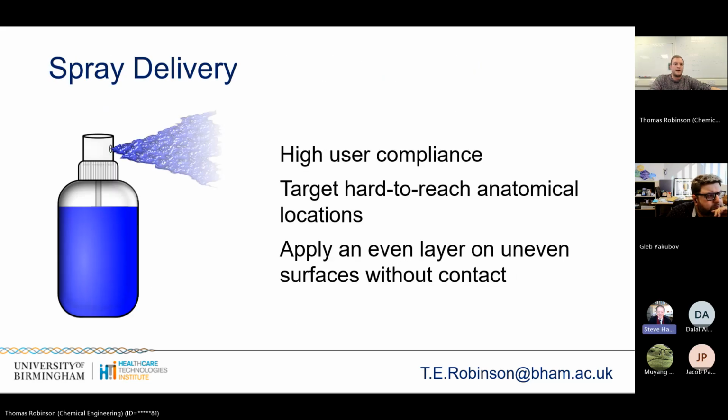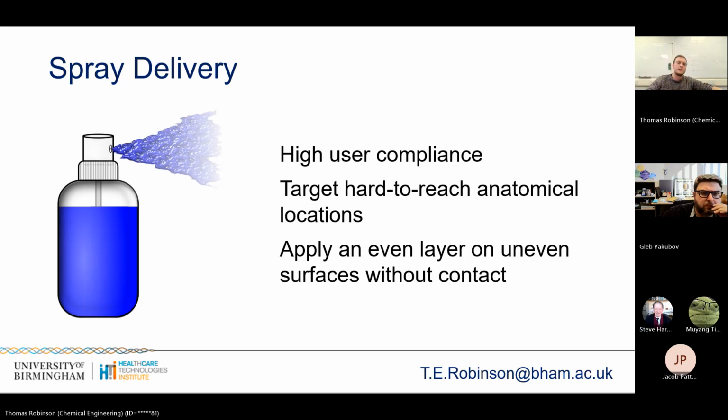Which brings us on to sort of the next part. So now that we have a polysaccharide that we think might have a bioactive mode of action, if you like, is then utilizing its structural and material properties to try and create a material out of it. And something that we're really interested in is spray delivery.